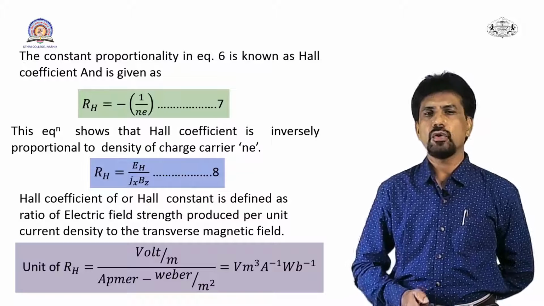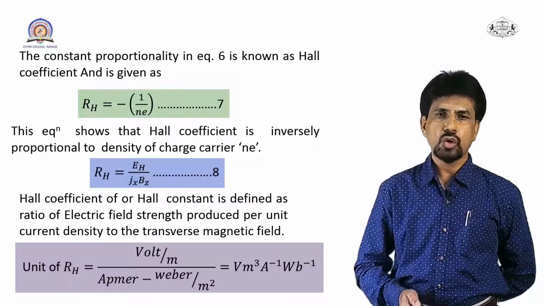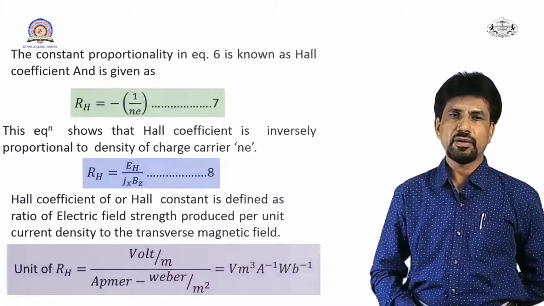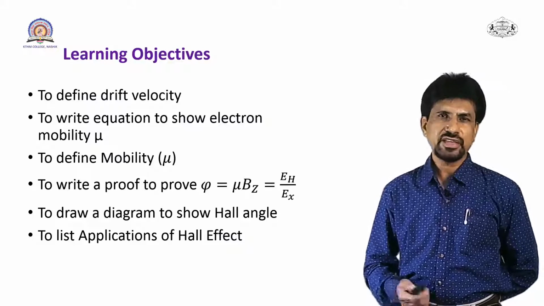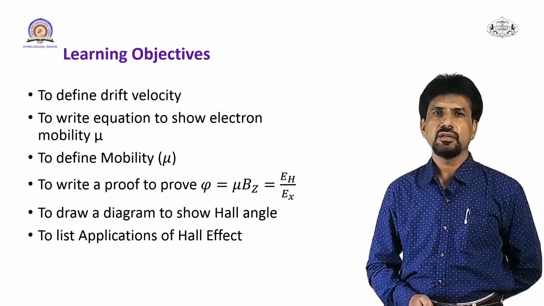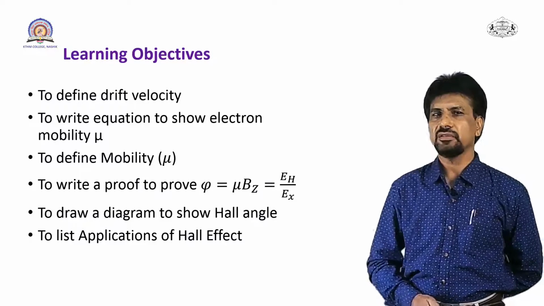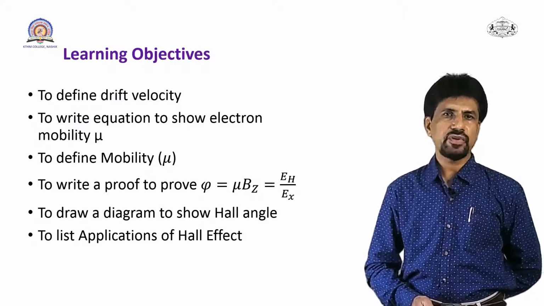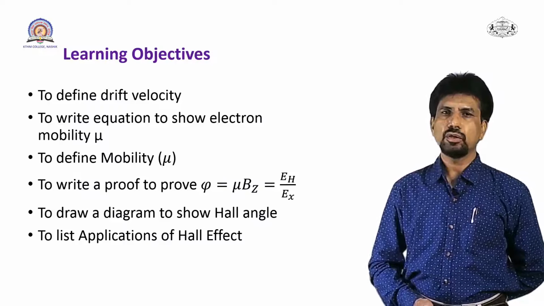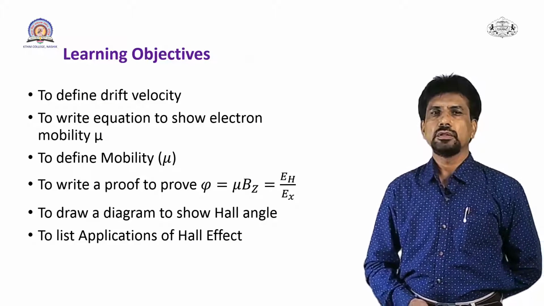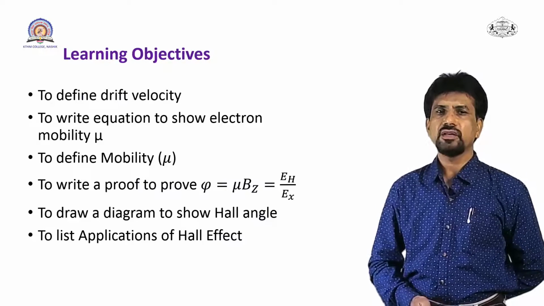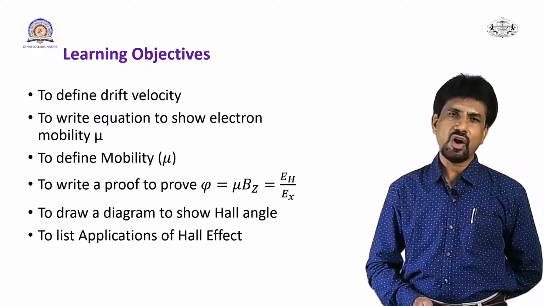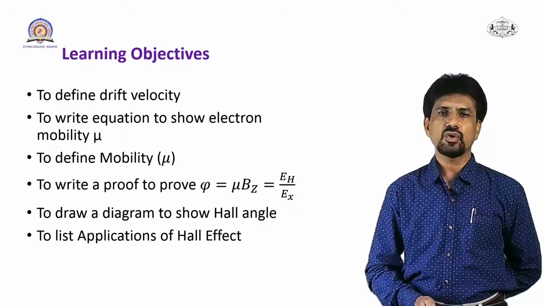So the unit of Hall coefficient is volt meter cube per ampere per Weber. We are going to see the next unit related with the Hall effect, and that is the mobility and the drift velocity. So now in this lecture we are going to define the drift velocity, write the equation to show the electron mobility, define the mobility, write the proof of Hall angle, draw a diagram to show the Hall angle, and list the applications of Hall effect.